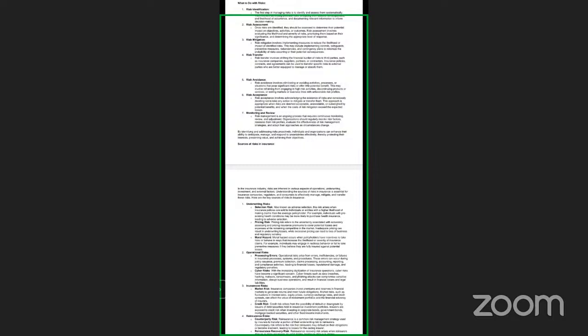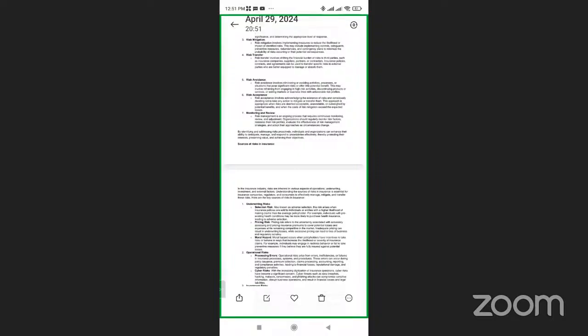Since risk management is supposed to be an ongoing process, it requires continuous monitoring and review as well as adjustment. Organizations regularly monitor these factors, reassess their risk profile, evaluate the effectiveness of risk management strategies, and adapt their approaches as circumstances change. Clear? So these are the things which come under the category of what to do with risk.